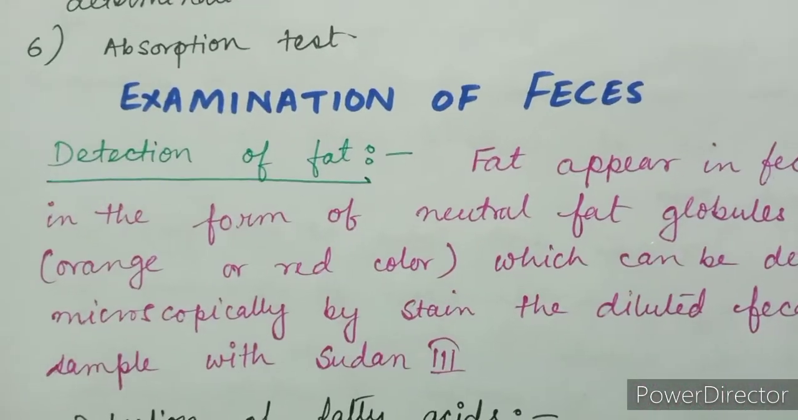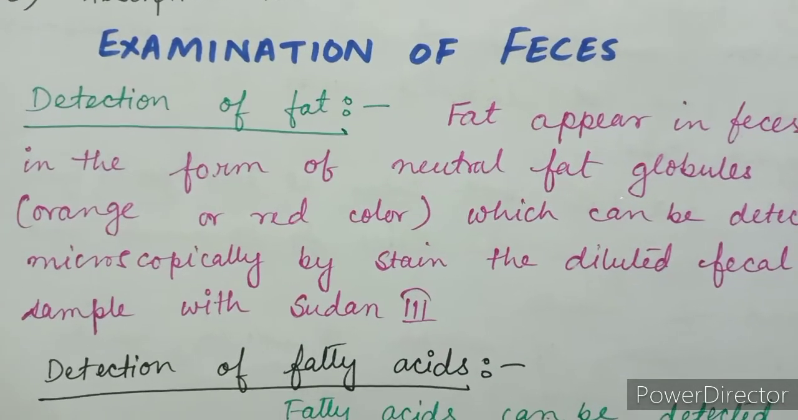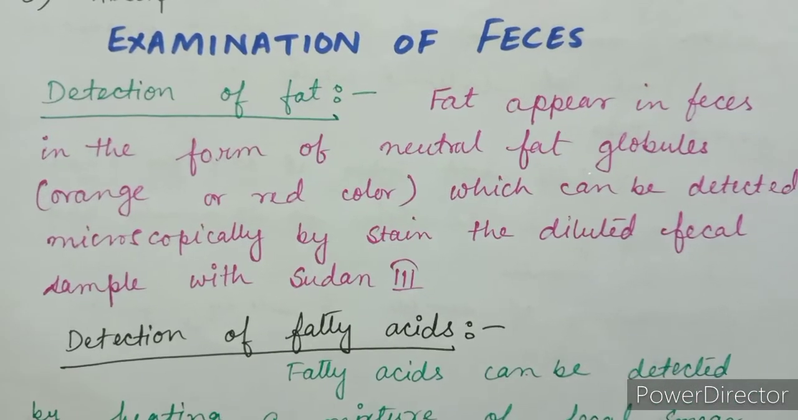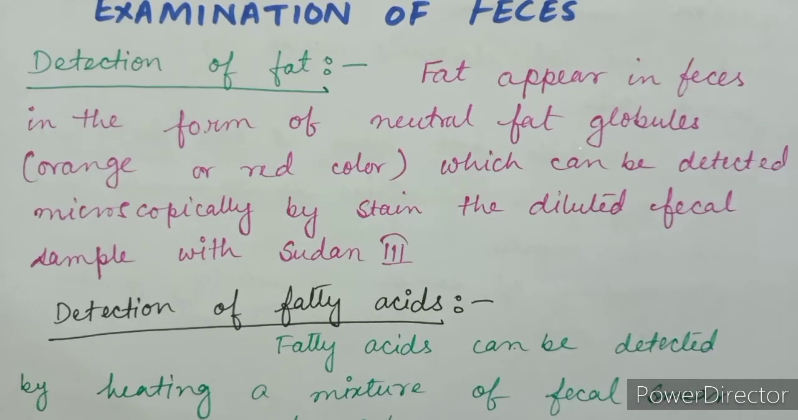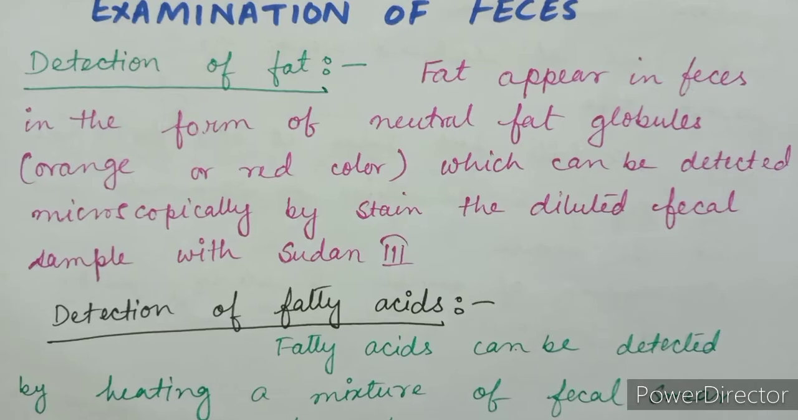First we will examine the feces for the detection of fat. How will we do it? Fat appears in feces in the form of neutral fat globules, which can be detected microscopically by staining the diluted fecal sample with Sudan 3.